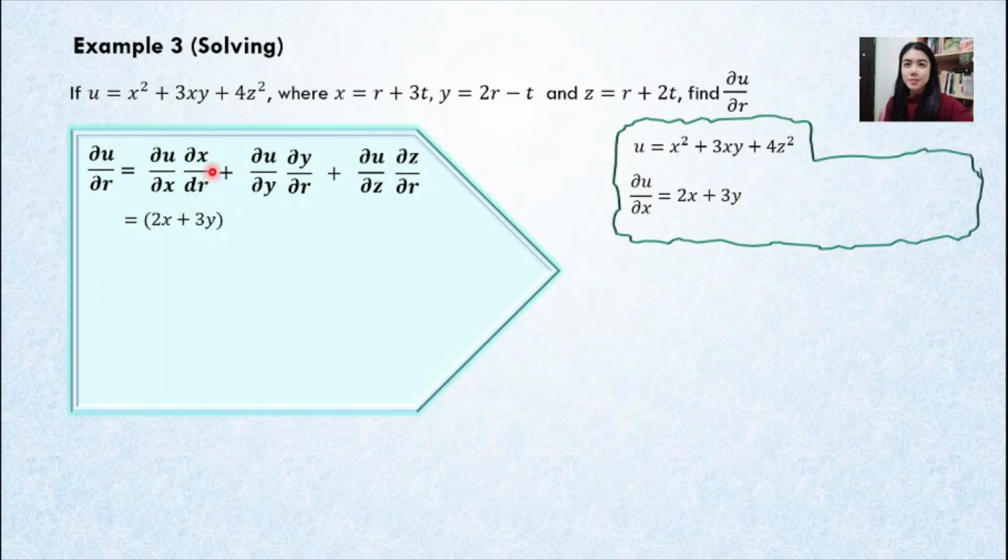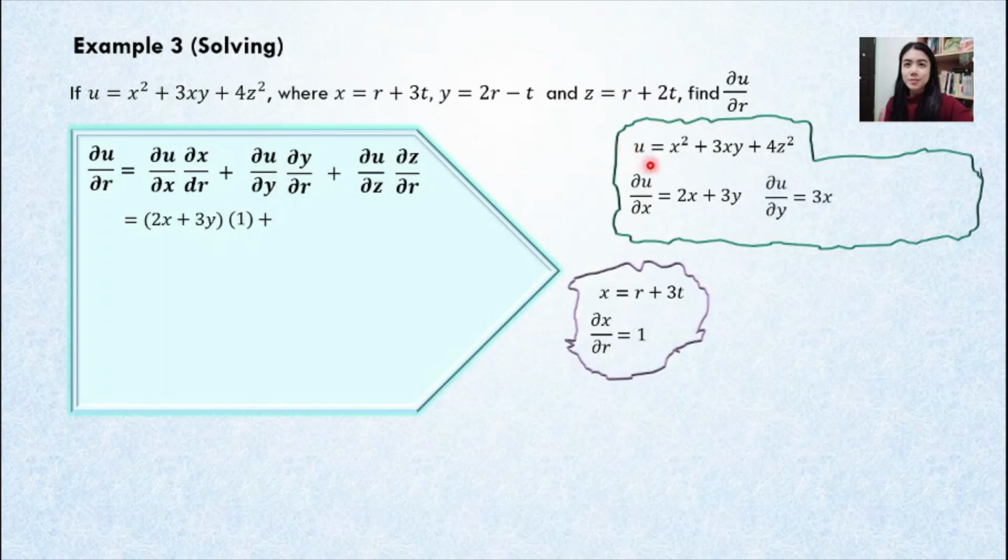Go to del x del r. Differentiate the equation x, so del x del r gives you 1. Substitute here, so we have 1 here, plus del u del y. You can obtain del u del y from here. Treat the rest as constant, so x squared is constant and gives 0. Focus on y. Differentiate y, you have 1, multiplied with constant 3x, it gives you 3x. And the constant basically gives you 0. So substitute here, and you have 3x.